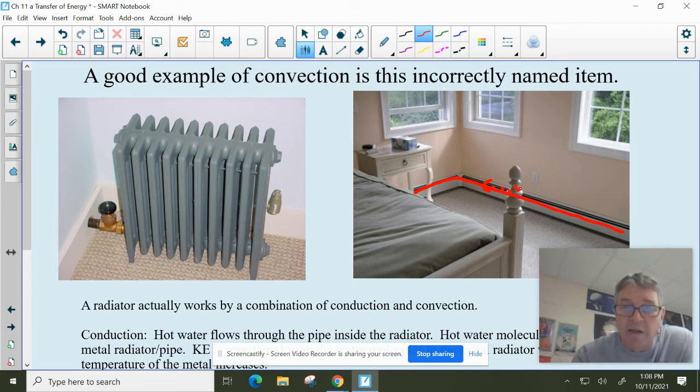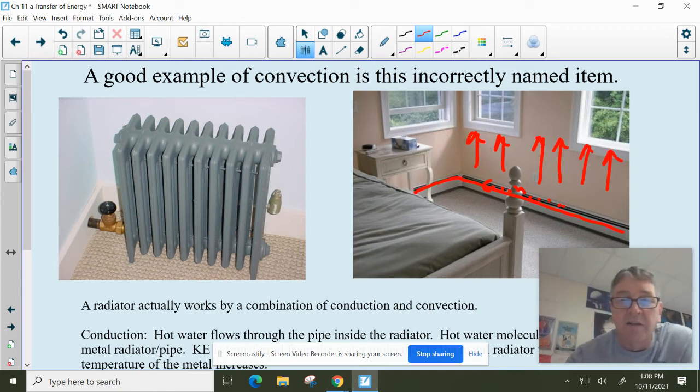So the air near the radiator gets hot. And because it's less dense, all this air starts to rise. So we have this mass movement. We actually have currents flowing in your bedroom, and the air rises. So you've heard the phrase, hot air rises. Well, it does that because it's less dense. It's buoyant. So there's a net force upward in this convection.